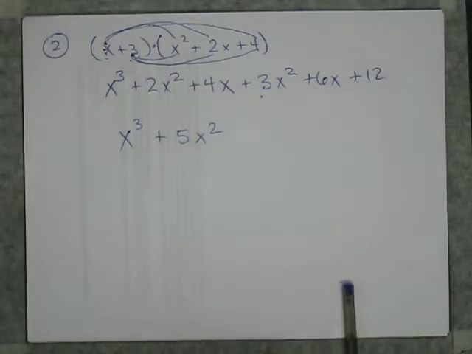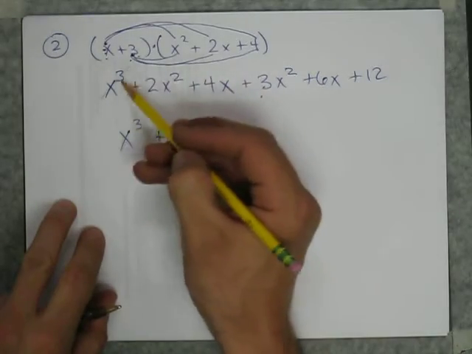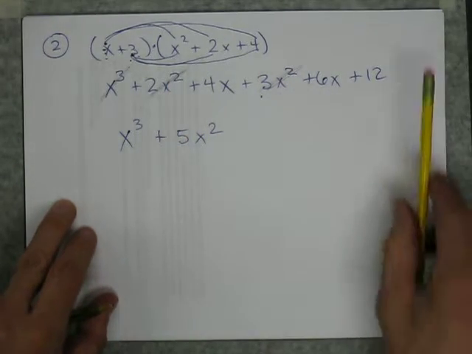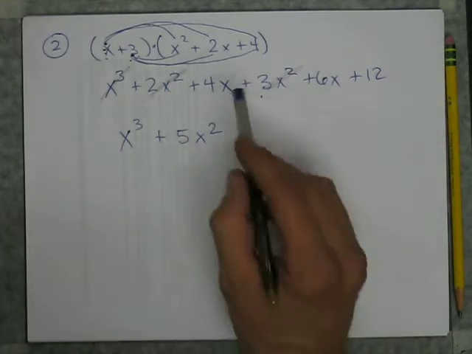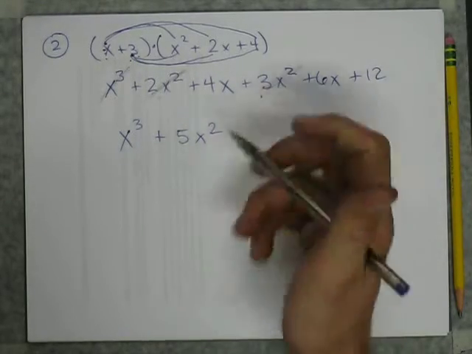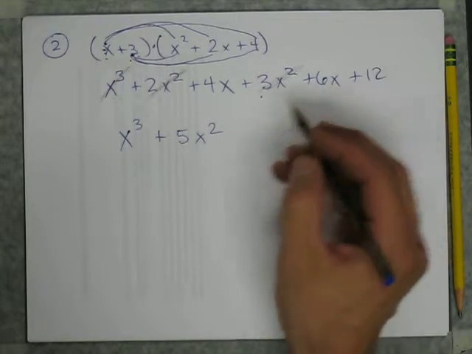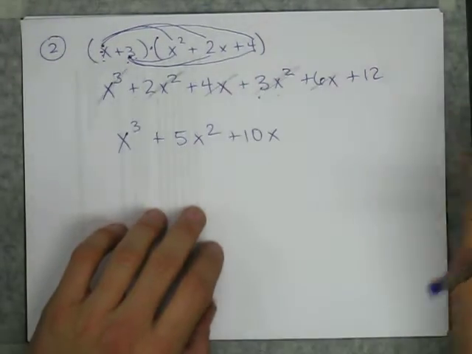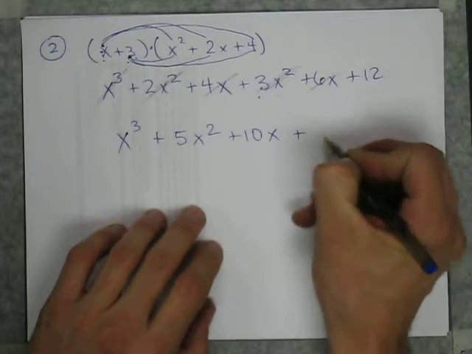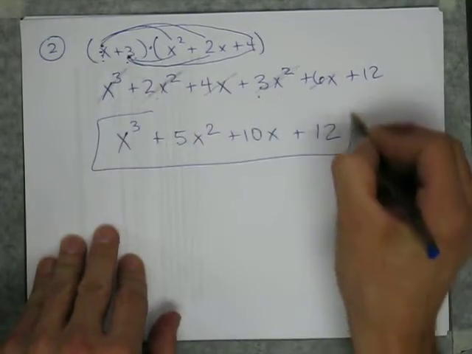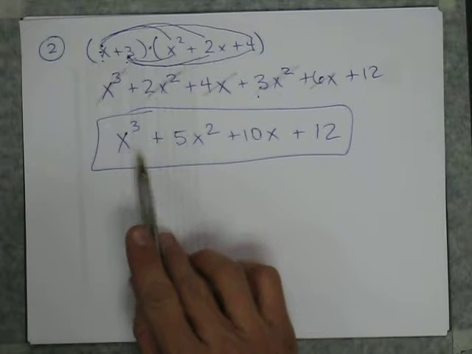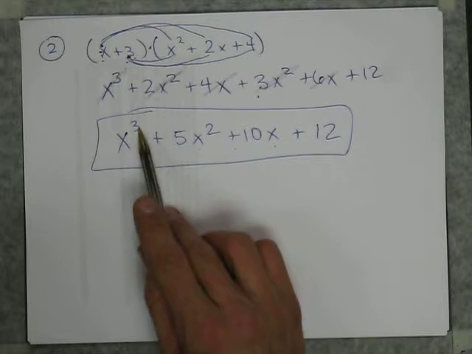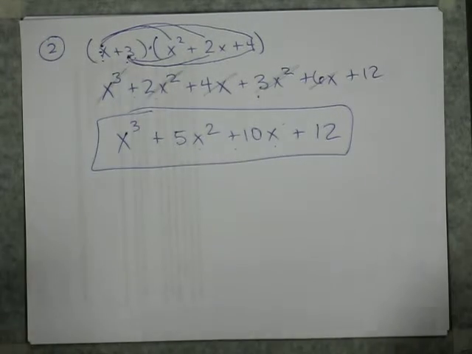I'm going to put a little cross through that. I'm going to use the pencil so we can still see it. Okay, and then I got rid of the x squareds. Now what about the x's? I have an x and an x. So 4x and 6x give me 10x. So now I've gotten rid of the 6x and the 4x, and I'm just left with the 12. I cannot combine any of these because we are adding. These 3 have the same base, but they have different exponents, so we cannot combine.